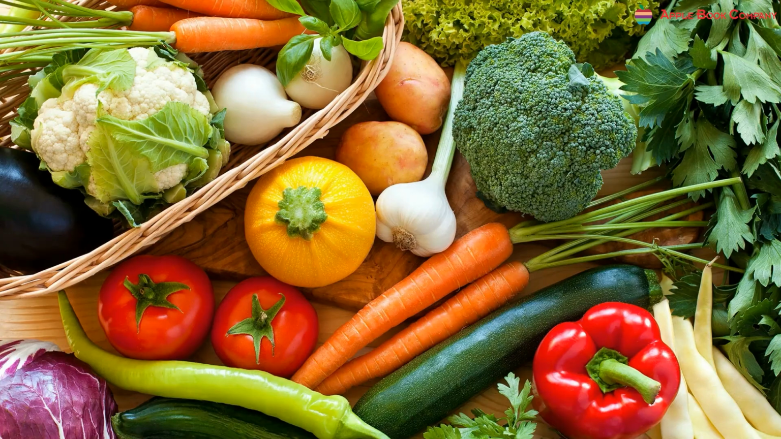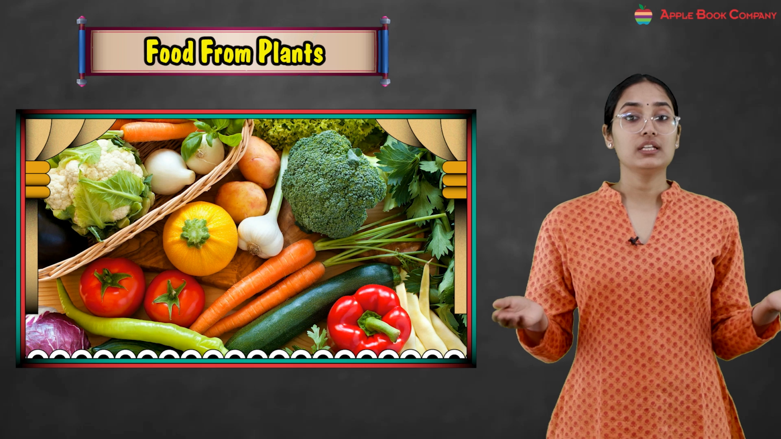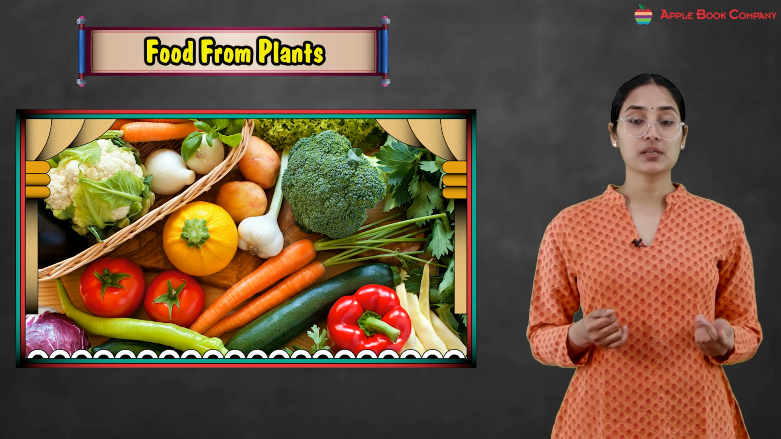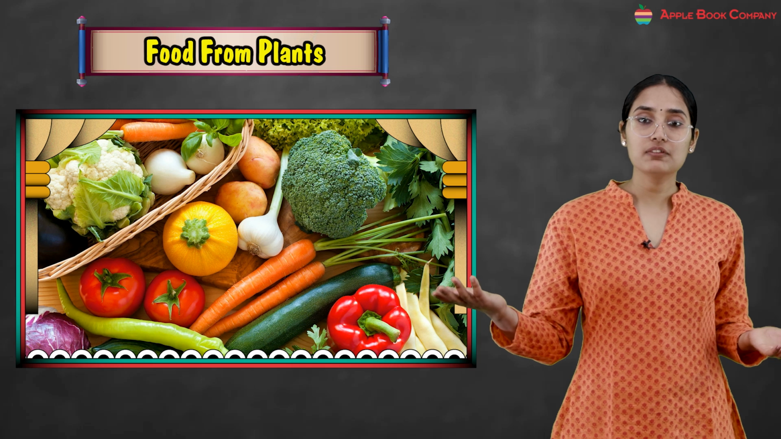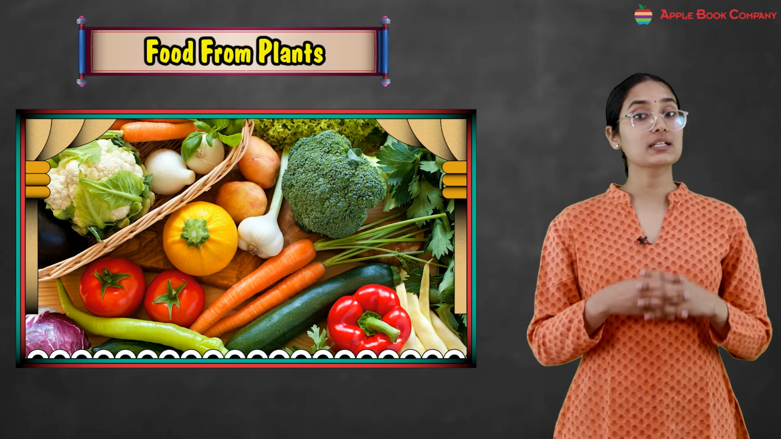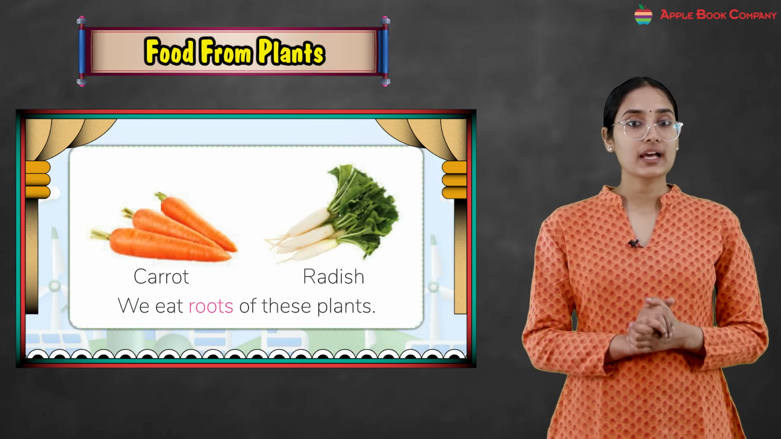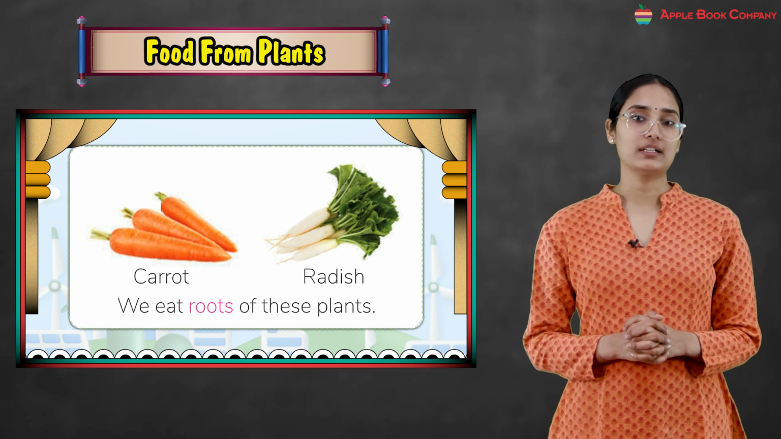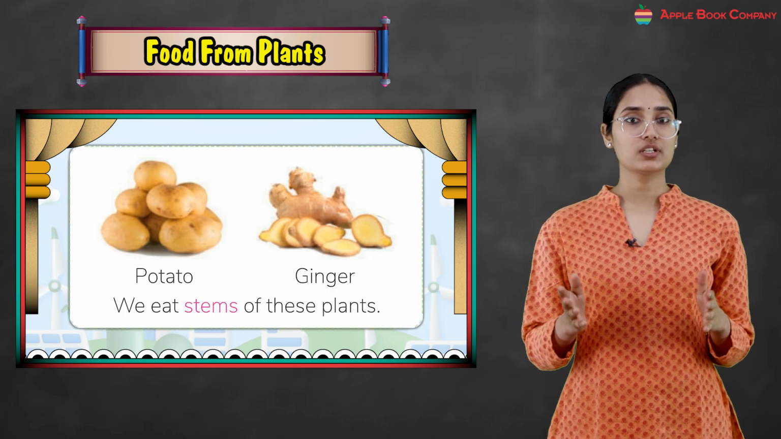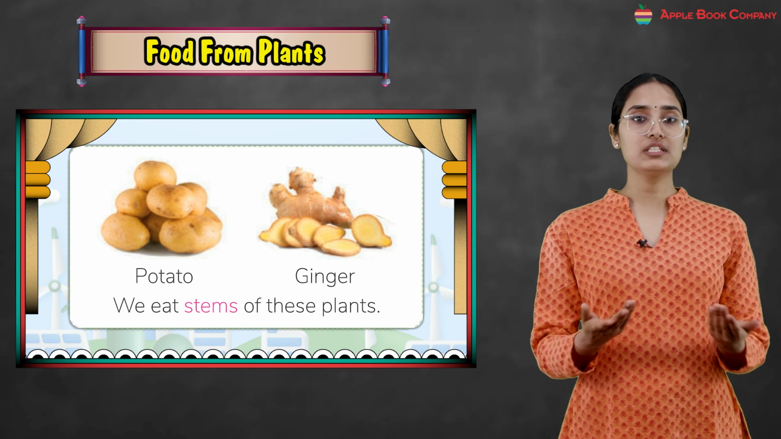Some plants give us vegetables, and we eat different parts of a plant as vegetables. Sometimes we eat the root of the plant, sometimes the stem, sometimes the leaf or the fruit of the plant, and sometimes the seed. So carrot and radish, we eat roots of these plants. Potato and ginger, we eat stems of these plants.